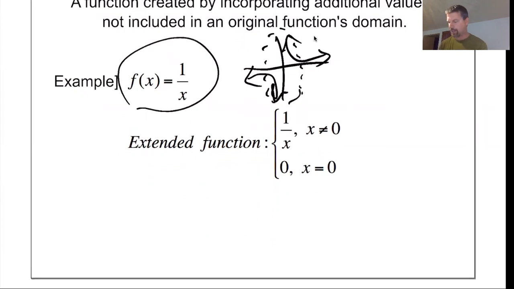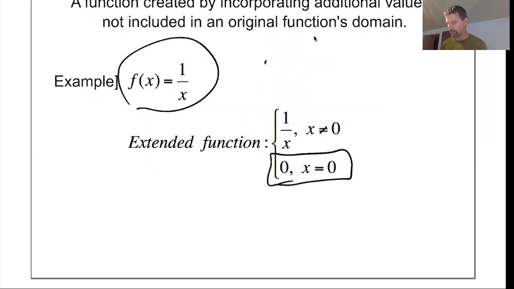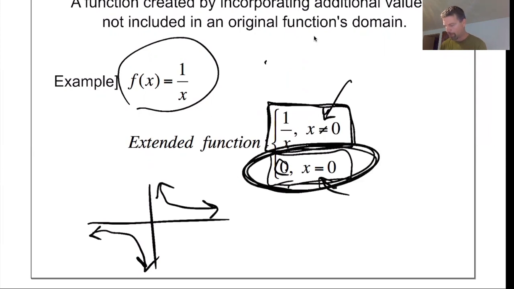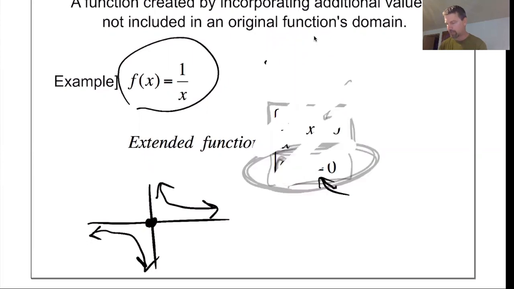But I can make an extended function out of that by adding something else in. So I could say, hey, here's my extended function. It's a function that looks like 1 over x for everything that's not equal to 0. But when you plug a 0 in, now you're getting something out. You're getting a 0 out. So if I sketch that, for everything not equal to 0, it looks like 1 over x. It looks like that. Plus, now when you try to plug in a 0, instead of not getting anything, you get a 0 out. That's what the extended function would look like.